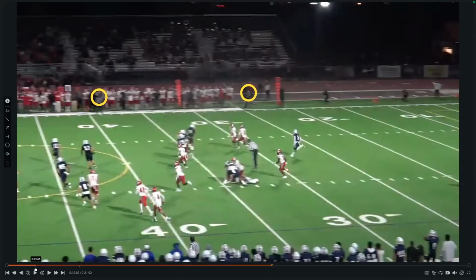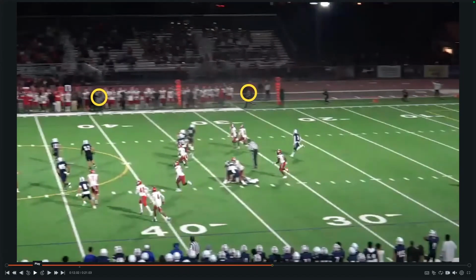We want to get to the goal line on this one, as soon as we see the interception. I couldn't even, I'm blanking. What's the movie? Dazed and Confused. Ah, Dazed and Confused.